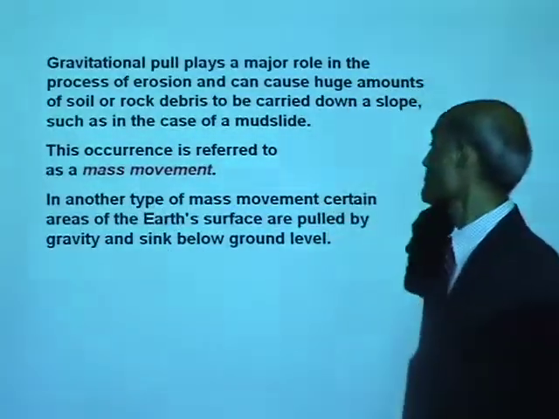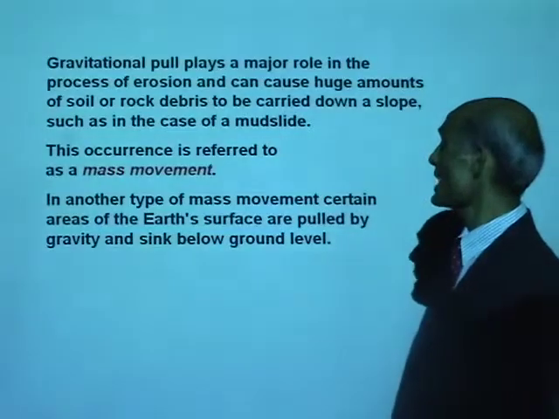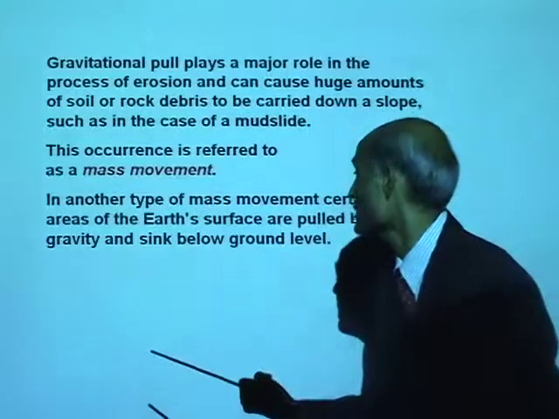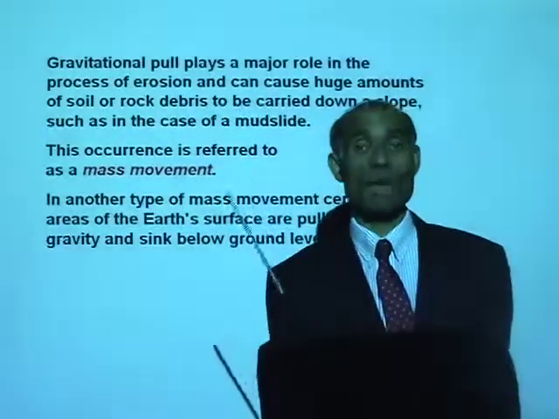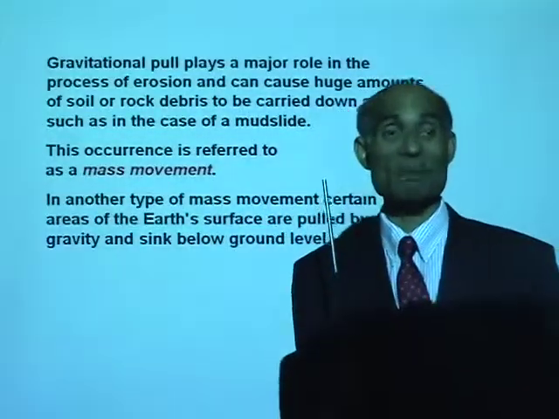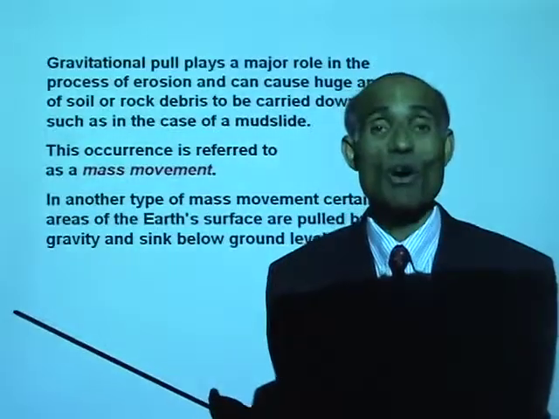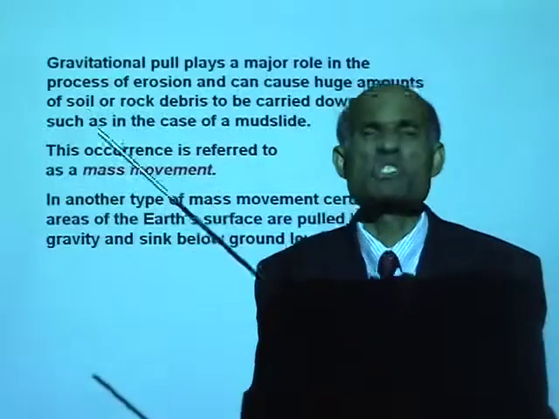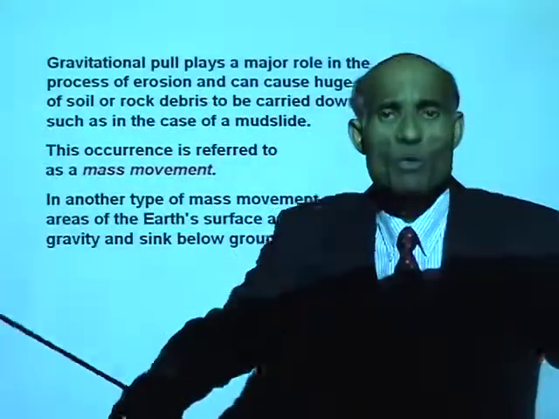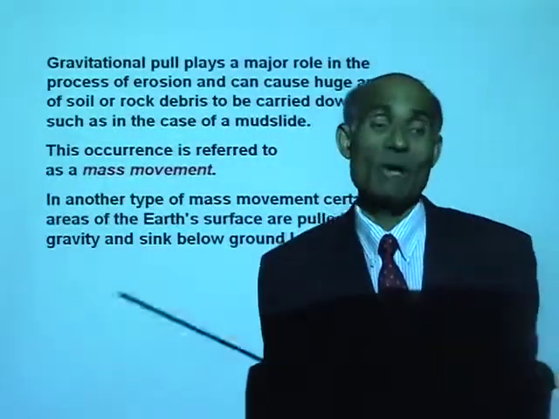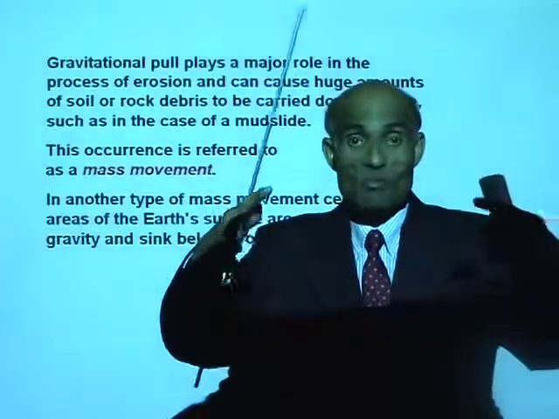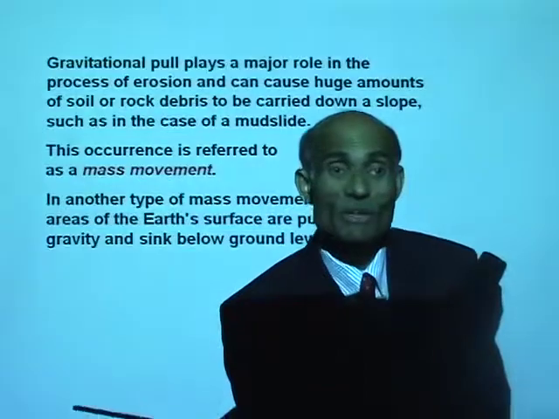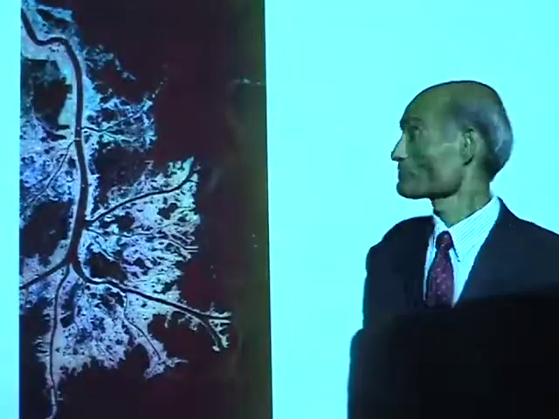In another type of mass movement, certain areas of the earth's surface are pulled by gravity and sink below the ground level. Have you seen such things happen? Sinkholes. All of a sudden, sometimes you see the middle of a road sank and became kind of a well. Well, when you have soft spots, gravity pulls materials downward, creating this process.